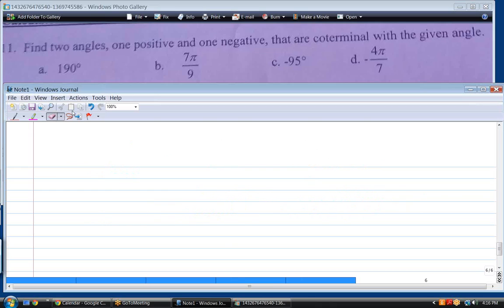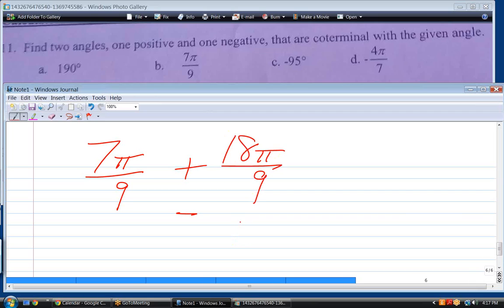Okay, how about when they give it to us in radians? What am I going to add? There's two ways to do these. You can convert everything to degrees and then convert it back to radians when you're done. But that's a lot of work. The better way to do it is to do it completely in radians. So what do I have to add instead of 360? 18 pi over 9. All right, 2 pi. And what do I have to subtract?